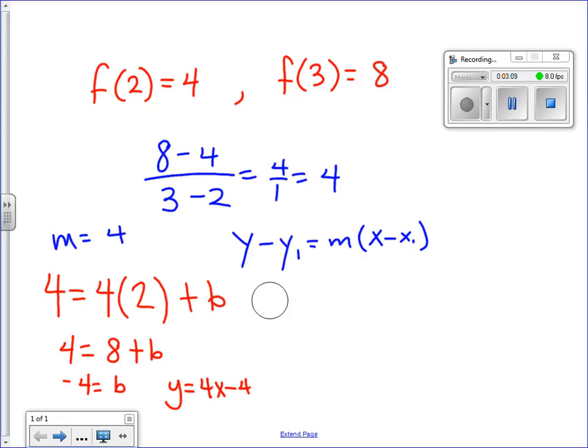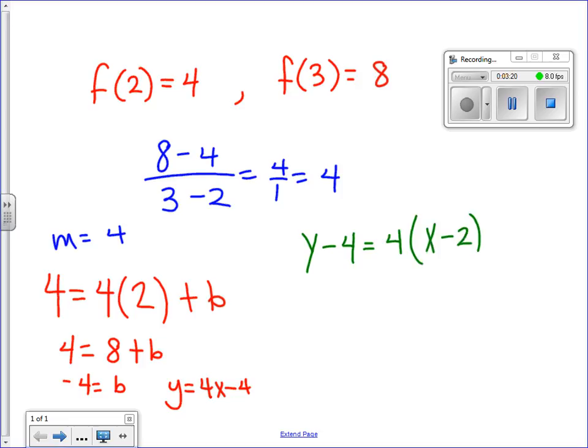All right, I'm going to go with point slope form over here, just to show you. So we get y minus y1 equals m times x minus x1. y minus 4 equals 4 times x minus 2, which is 4x minus 8. y equals 4x minus 4. You do the same thing either way. It just depends on where you want your starting point.